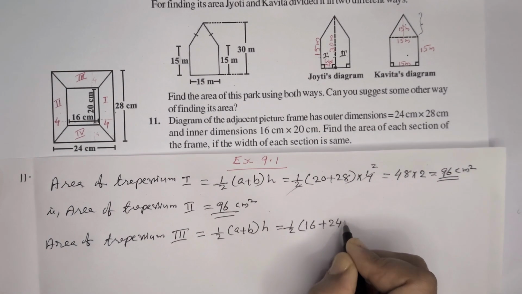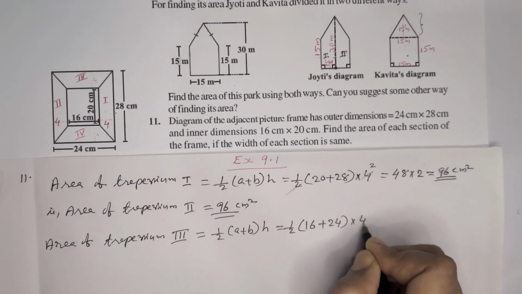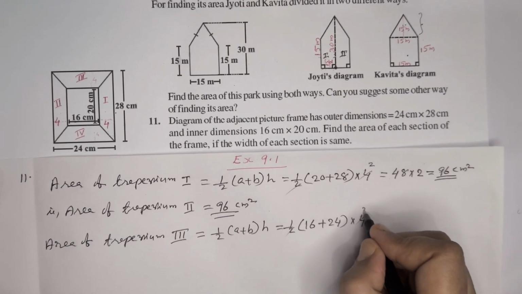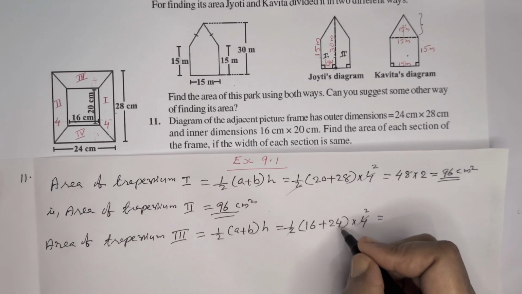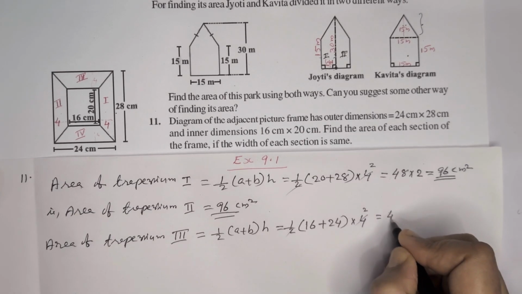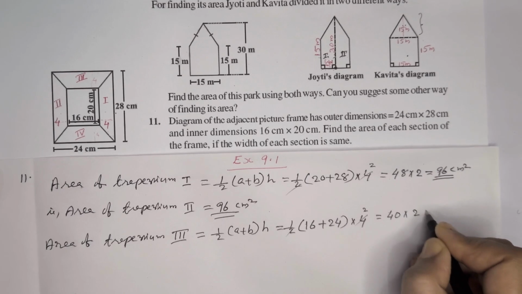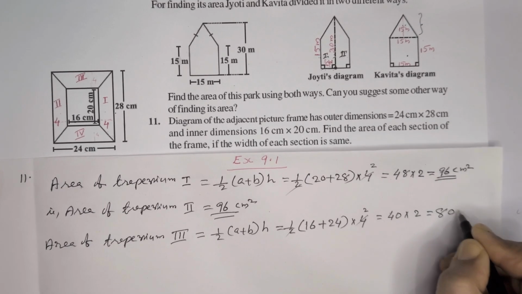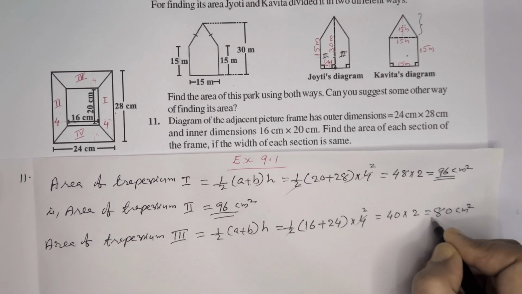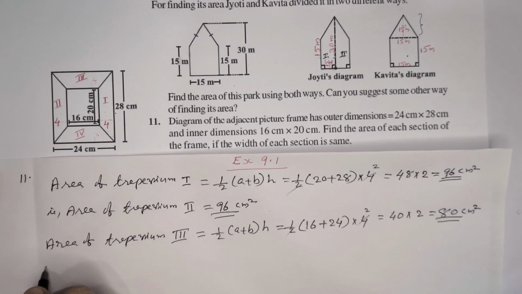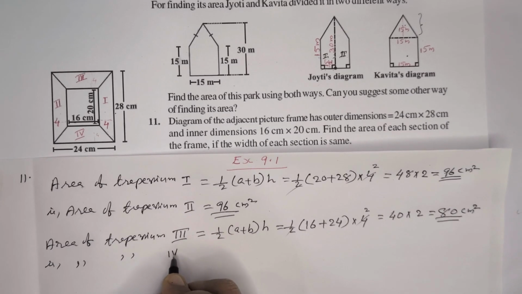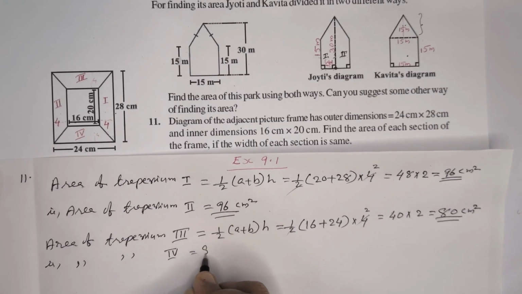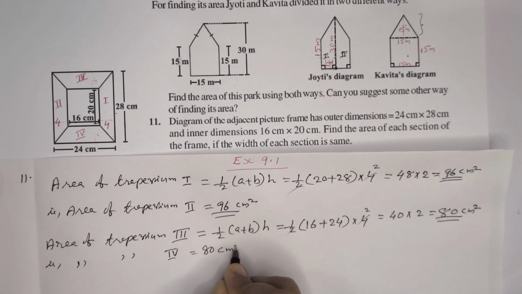16 plus 24, height is same, 4. Here 2. So 24 plus 16, 40. 40 into 2 is equal to 80 centimeter square. That is the area of trapezium 4 also, 80 centimeter square.